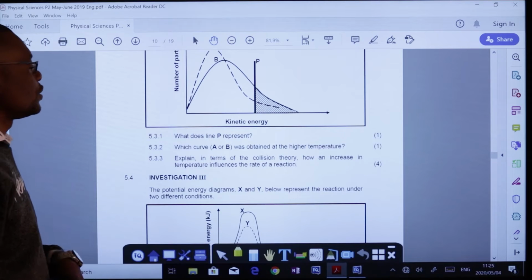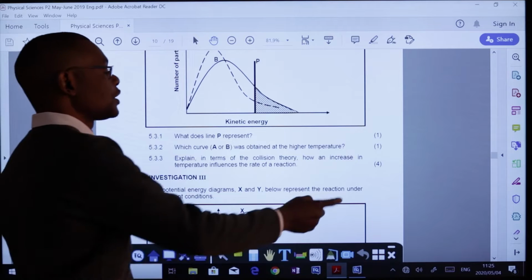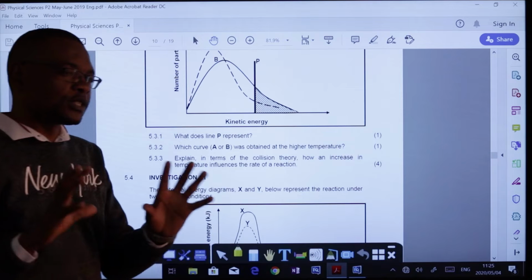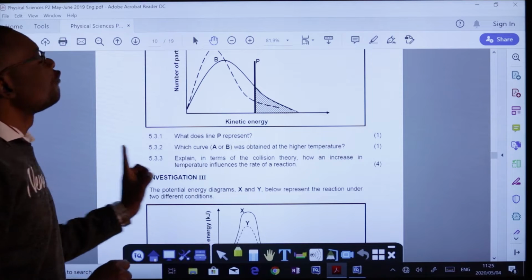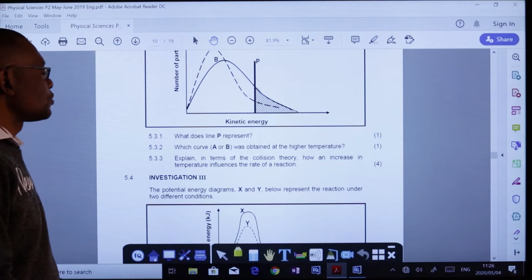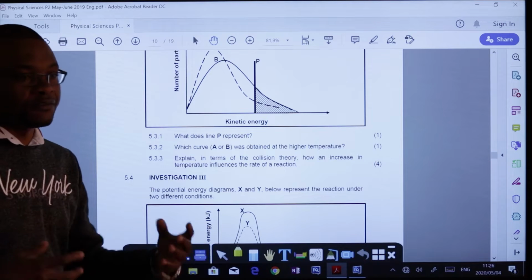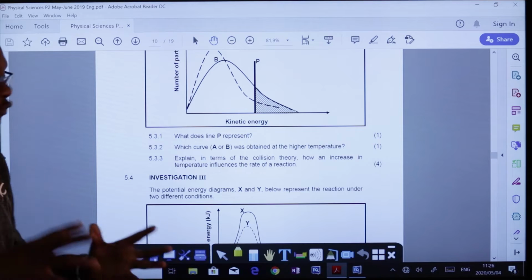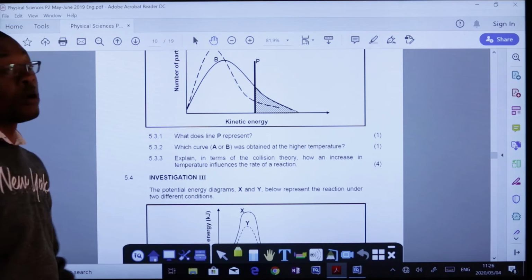Explain in terms of the collision theory how an increase in temperature influences the rate of the reaction. Boys and girls, this is 4 marks. So for 4 marks, that means you should present a very strong argument that will convince the examiner, with the explanations attached to what exactly is happening with temperature as a factor that influences the rate of reaction. So I'm going to go into the fine details of these explanations and see if we are going to put down something that will amount to 4 marks.